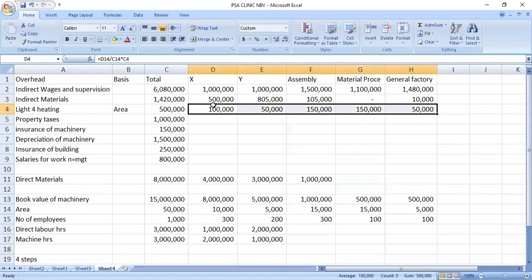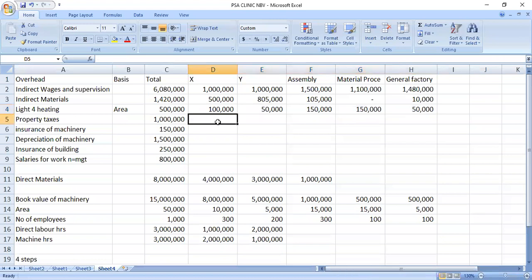The way I usually check myself is when I add this to give me the total, but others check themselves differently. So that is it. You have apportioned light and heating. You go to property tax. For property tax, you ask yourself: book value, area, number of employees, or hours. What would be the best option?